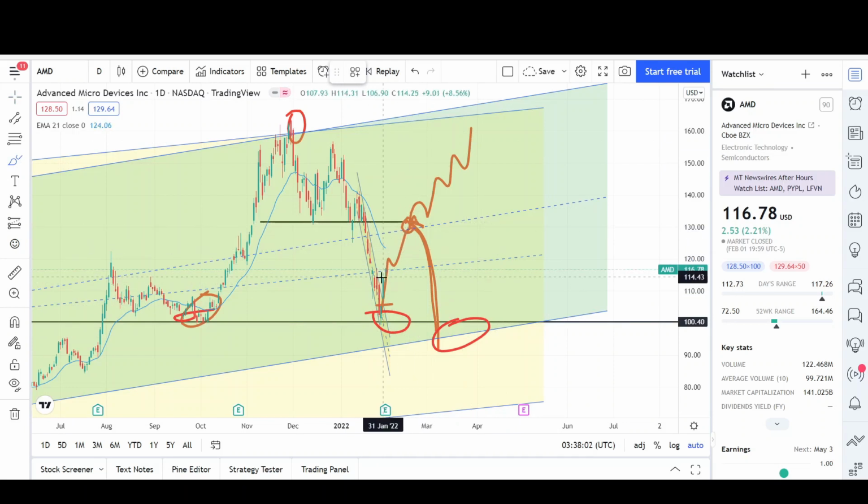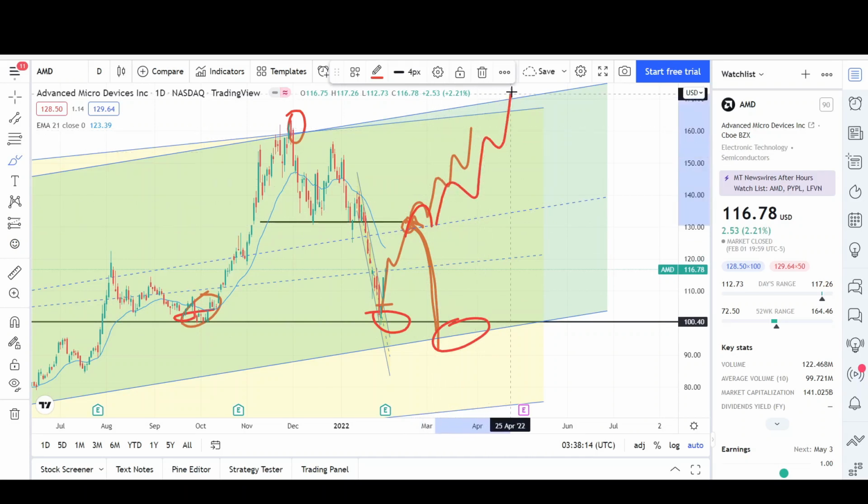So if we start selling off from there, then we might not even reach this level. But if we reach this level and we break through it, then obviously I'm not bearish any longer. I'm going to be bullish, and I'm pretty sure we're going to reach or exceed the all-time highs. So that's pretty much my analysis for AMD.